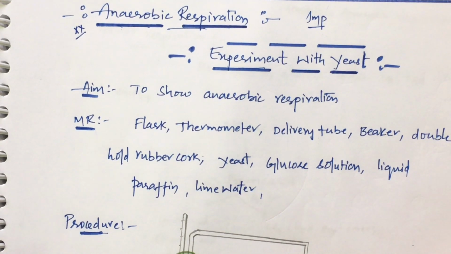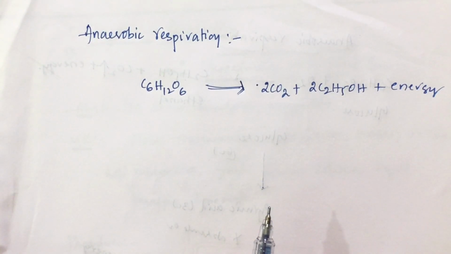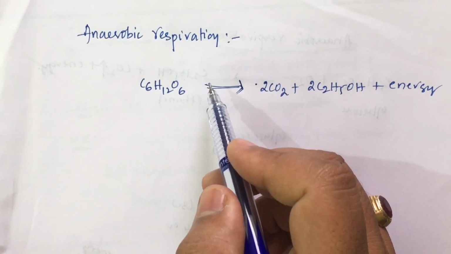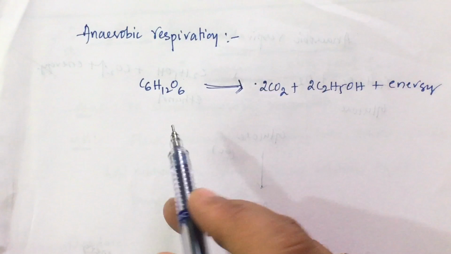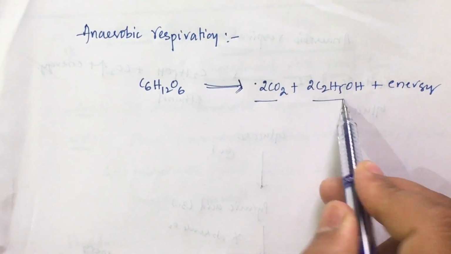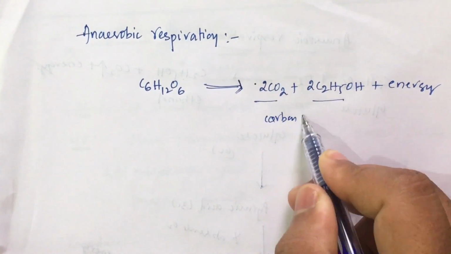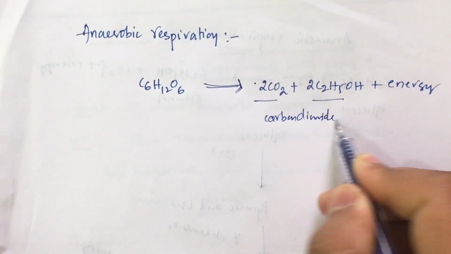Hi students, our today's topic is about an experiment with yeast to show anaerobic respiration. So what is anaerobic respiration? It is a respiration process which occurs in absence of oxygen to produce carbon dioxide and ethanol.